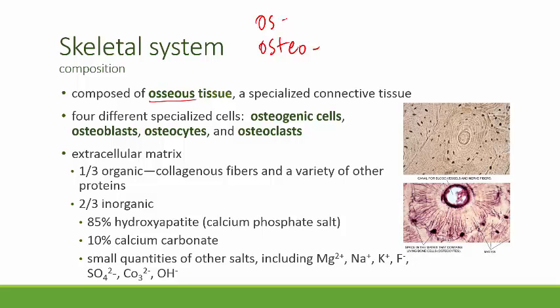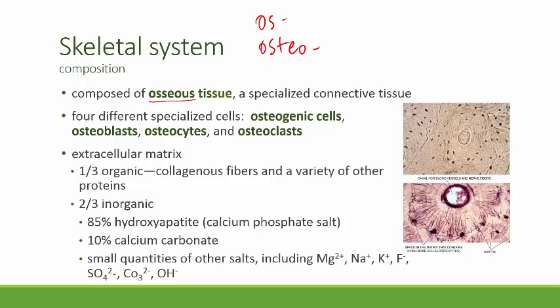Osseous tissue is a specialized connective tissue. If you recall, when we discussed connective tissues, we talked about them being composed of cells and an extracellular matrix that has a ground substance and protein fibers. We're going to see that with osseous tissue, bone is modified a little bit from that definition, but not too much. So it still hews pretty close to that line.